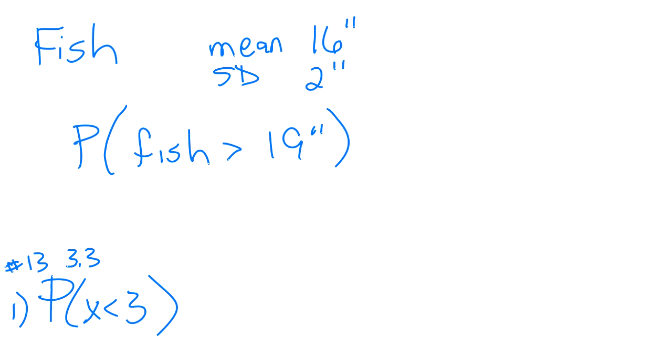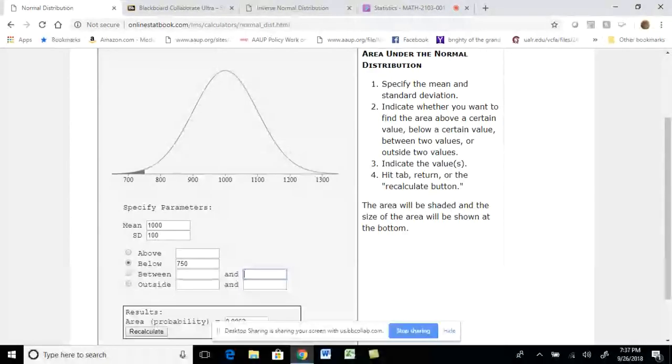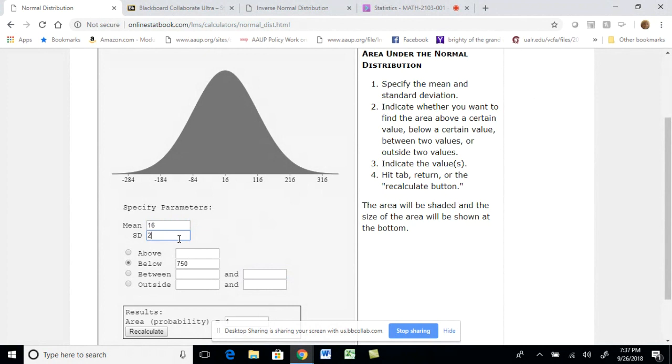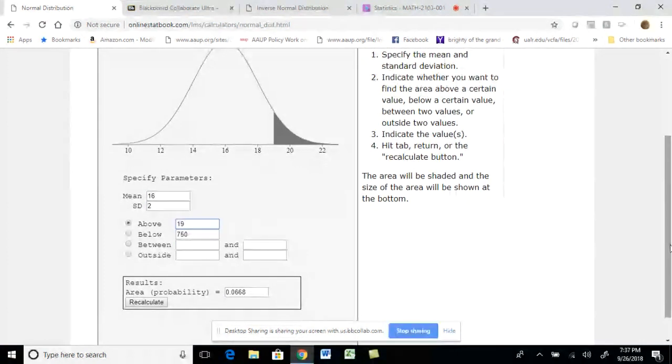Okay, fish. Let's do the fish one. Let's go back. Now I want to share my screen. And I'm going to say the mean is 16. The standard deviation is 2. And I want it above 19. And my answer is 0.0668. We don't need the extra digits. So I would say that's about 0.07. So on that one, we use the normal calculator.